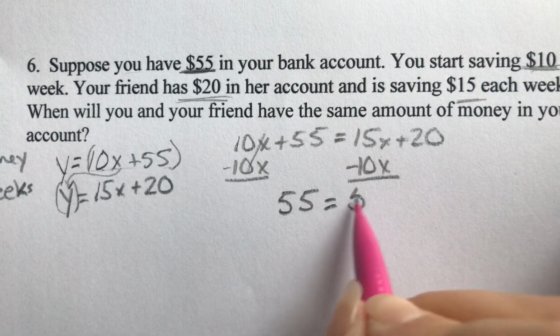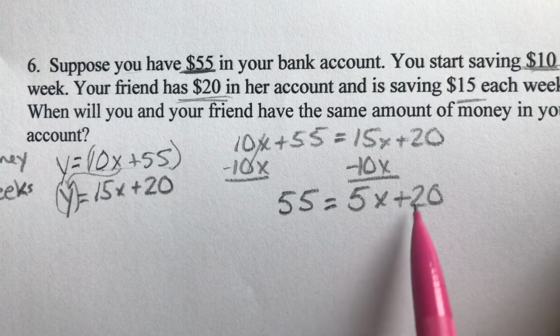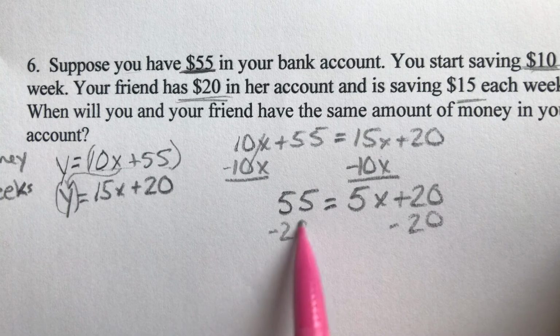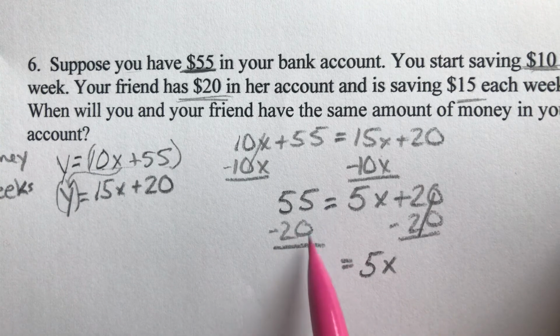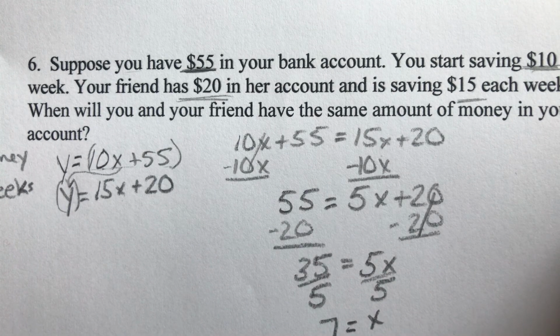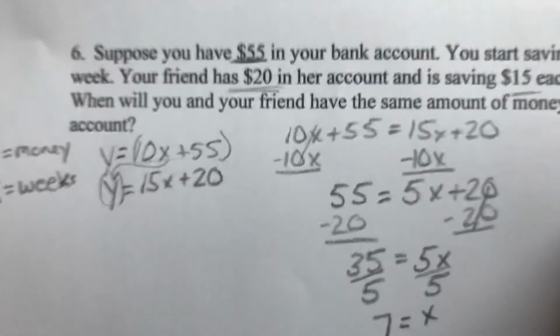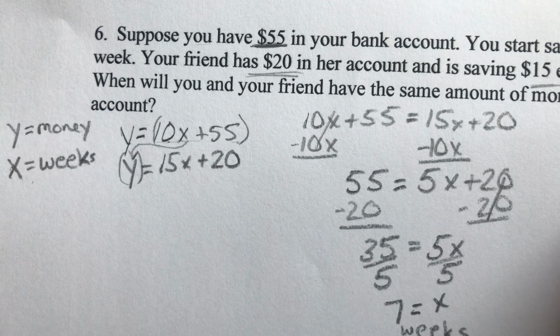55 is equal to 5x, bring down plus 20. We've got our two-step, subtract 20 from both sides. 5 minus 0, 5 minus 2, 35, divide by 5, x equals 7. So remember, x is weeks, that's 7 weeks. So when will you and your friend have the same amount of money? 7 weeks. So essentially, we just answered the question, 7 weeks.